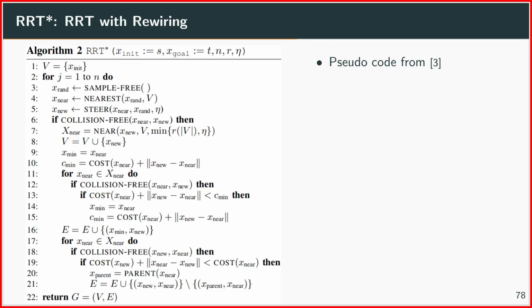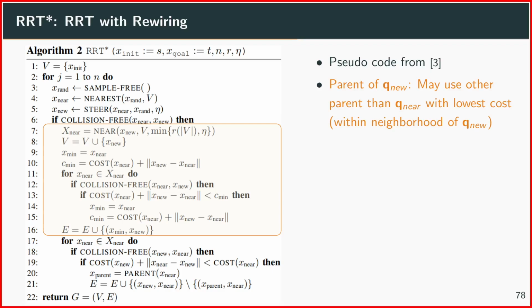And they also gave another algorithm, which is RRT, but with some rewiring going on, and they called it RRT star. And the pseudocode here is shown in this picture. So yeah, it looks pretty big, but if we just go into the details, you see that it's basically just RRT plus a little bit of rewiring.